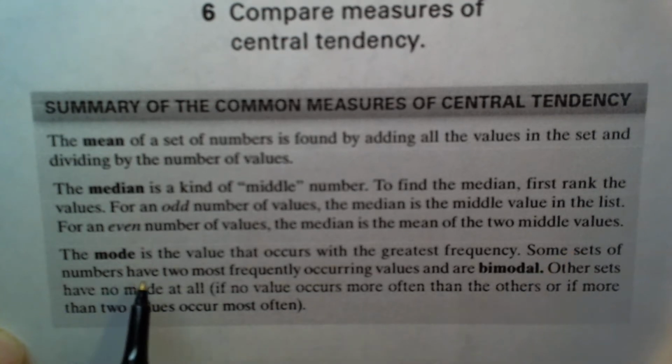And then a mode is a value that occurs with the greatest frequency. Some sets of numbers have two most frequently occurring values, and they're called bimodal. Other sets have no mode at all, if no value occurs more than once, or if more than two values occur most often. So the mode is really pretty easy to find.